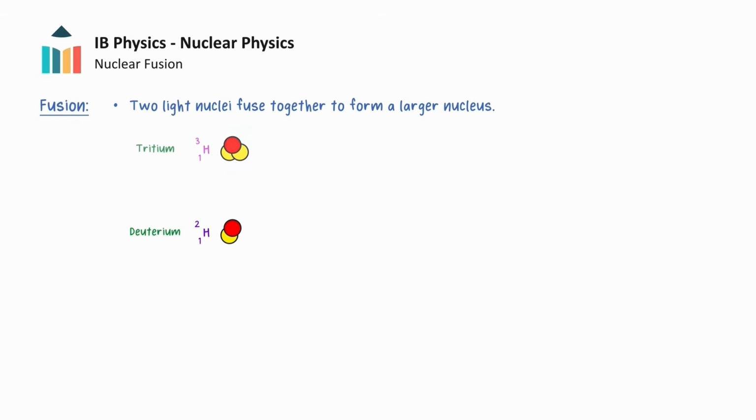In nuclear fusion, two light nuclei are combined together to form a more massive nucleus. An example of a fusion reaction is between a hydrogen-2 nucleus, known as deuterium, and a hydrogen-3 nucleus, known as tritium, which is used to form a helium-4 nucleus and a free neutron.